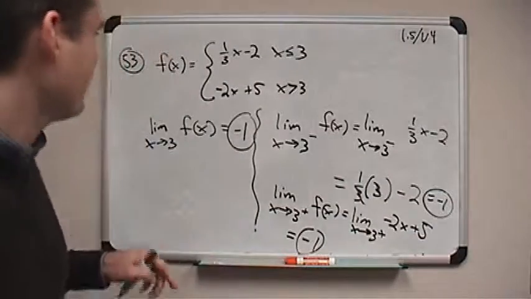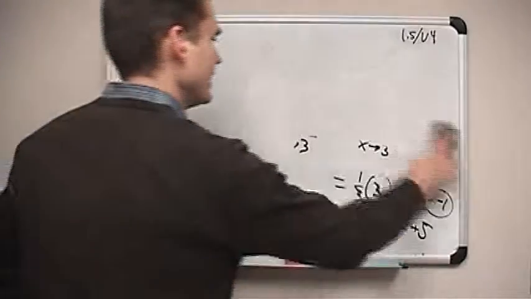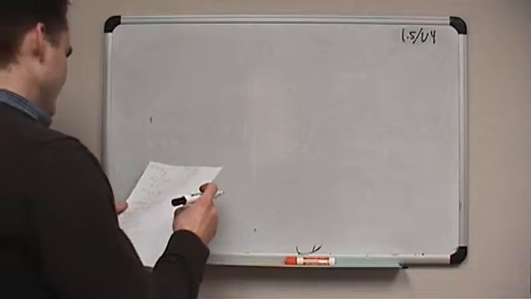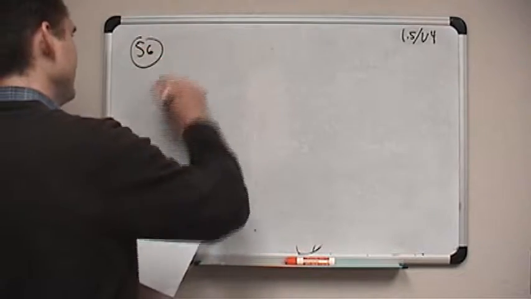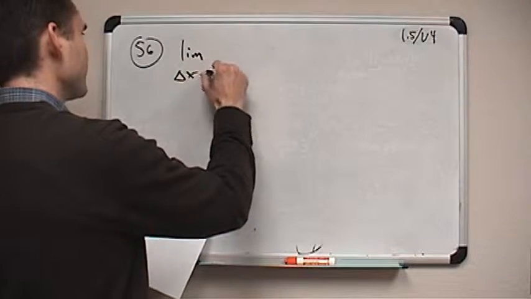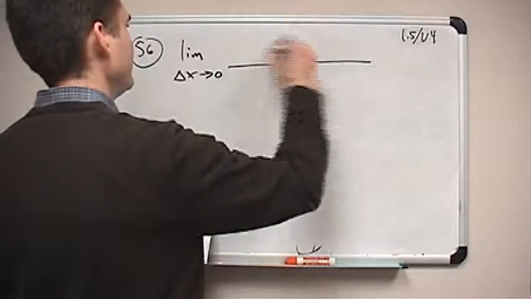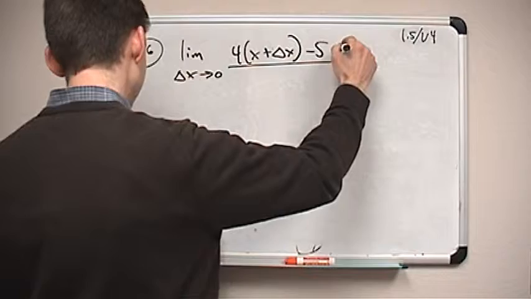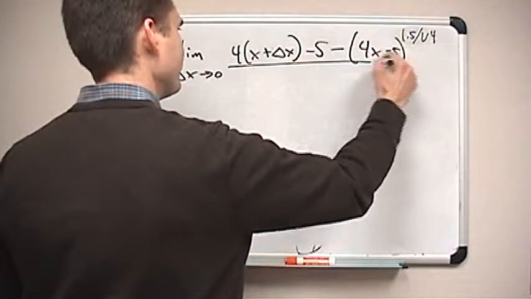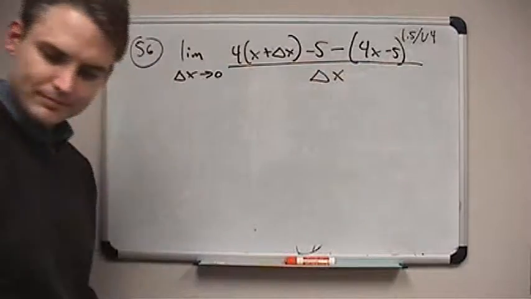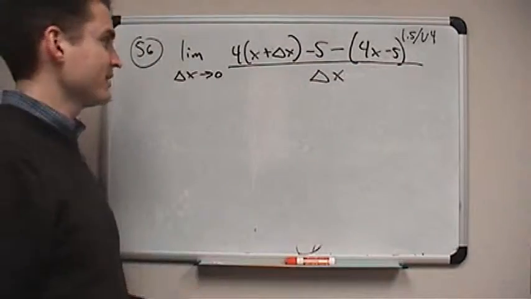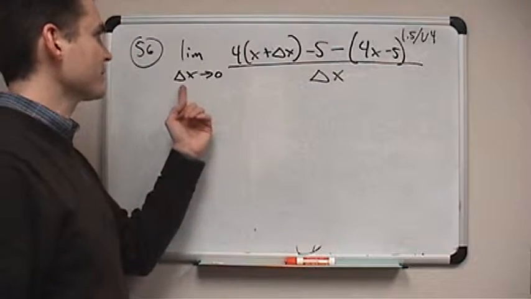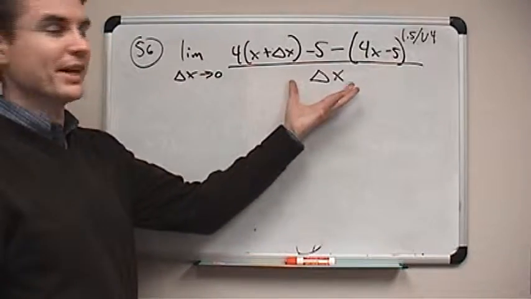I'm going to do one other one, and this is a similar one. Another one that eventually we're going to use direct substitution. This is number 56 in the book, and they ask us to find the limit as delta x approaches 0 of 4 times x plus delta x minus 5, minus the quantity 4x minus 5, all over delta x. Well, there's an x and a delta x in here, two variables really. But the first thing you'd realize is that you can't use direct substitution, because if we just replaced the symbol delta x with 0, we would be dividing by 0.